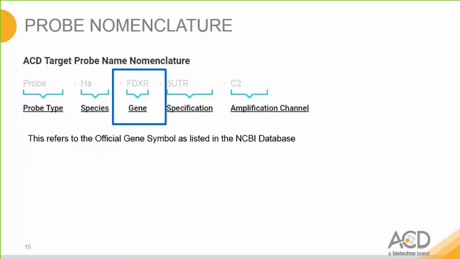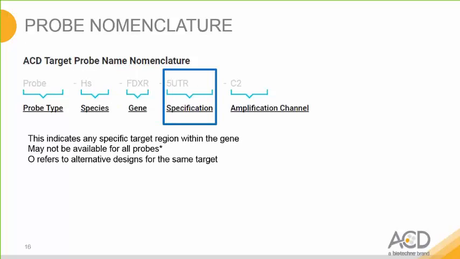Next is the official gene name, and this refers to the official gene symbol as listed in the NCBI database. The specification part of the gene name indicates any specific target region within the gene. Please note, this may not be available for all probes. If you notice the designation O, O1, or O2, it just refers to an alternative design to the same target gene, such as either a different start and stop region or a different number of probe pairs.